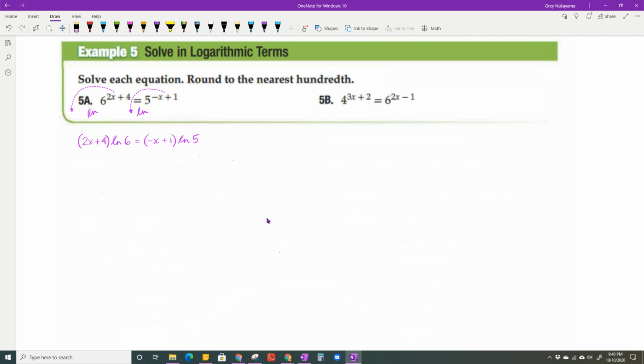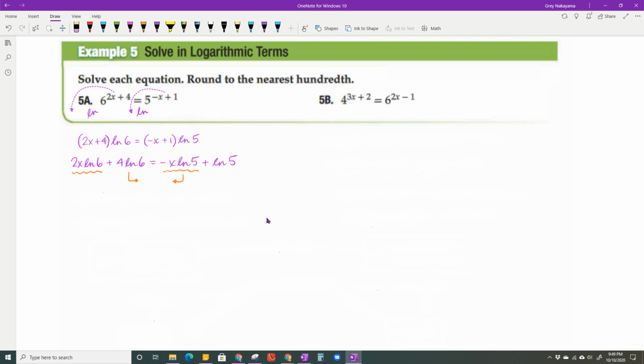ln of 6 is like a number, so I have to distribute that. So that's going to be 2x ln 6 plus 4 ln 6 is equal to negative x ln 5 plus ln 5. Now, this is underlined because I have to get the x's on the same side. So I'm going to take this expression with the x in it to the left side, and this expression over here to the right side.